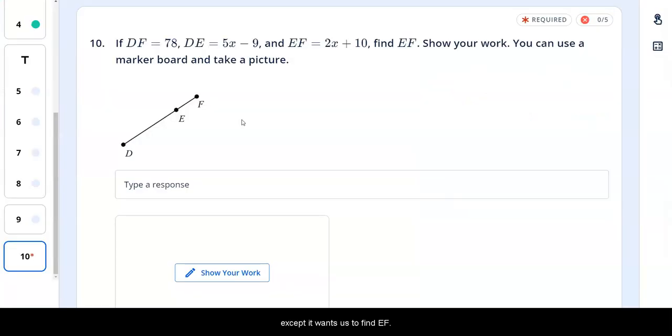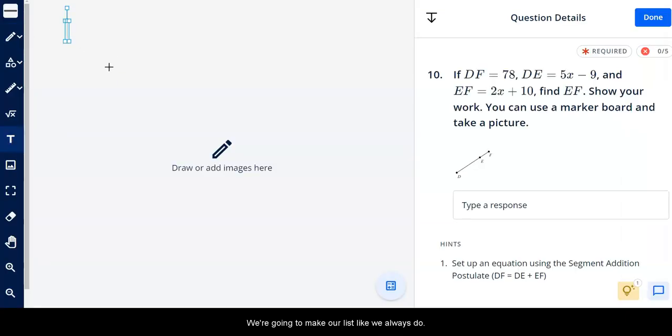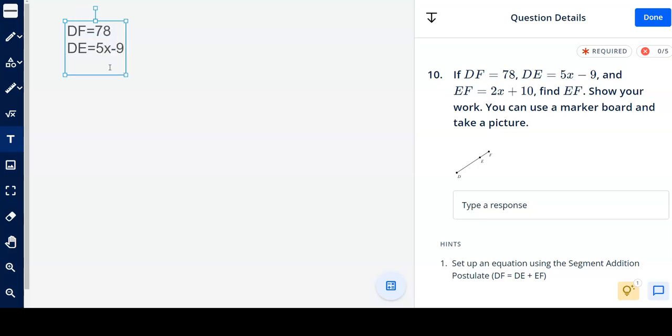Same concept, except it wants us to find EF. So I'm going to go ahead and click the Show Your Work button. We're going to make our list like we always do. DF equals 78, DE equals 5x minus 9. EF equals 2x plus 10. And what they're looking for is the length of EF. So I'm going to put that right there.